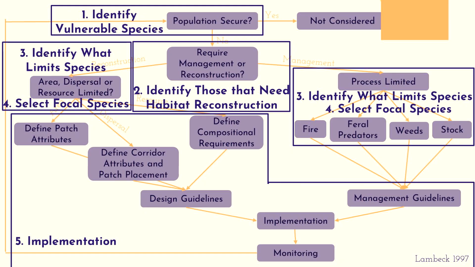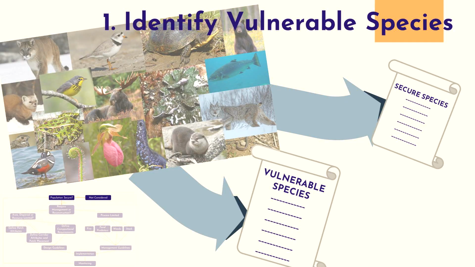Lambeck's framework for identifying focal species is outlined here. Let's go through each of these key steps and see how they can come together to identify a set of focal species to use in conservation planning. The first step in Lambeck's model is to distinguish those species that are vulnerable from those species whose populations are secure in the landscape of interest.